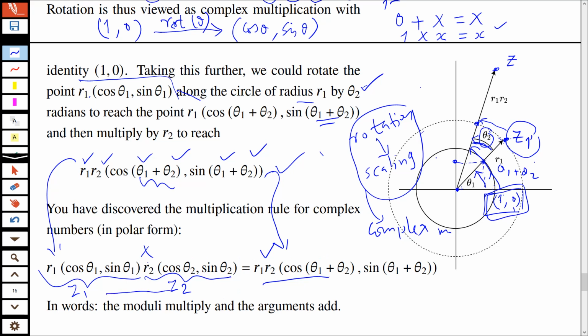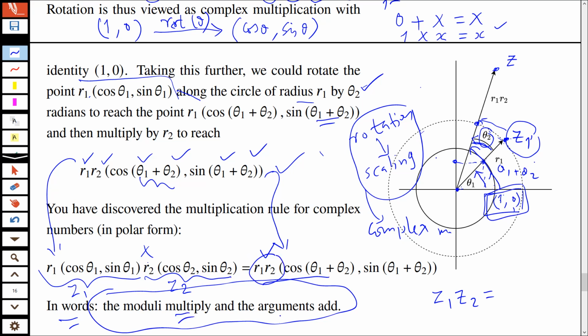So actually you have discovered a multiplication rule for complex numbers. In words, the multiplication rule says that whenever you multiply two complex numbers, what will happen? The moduli will multiply, as you saw there, r1 times r2, and the arguments add, theta 1 plus theta 2.